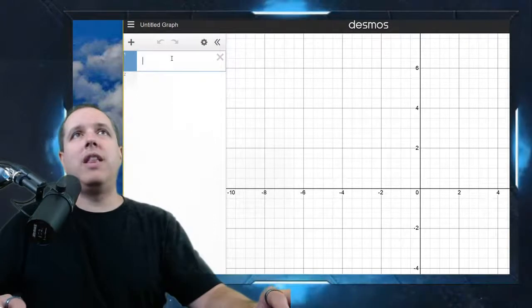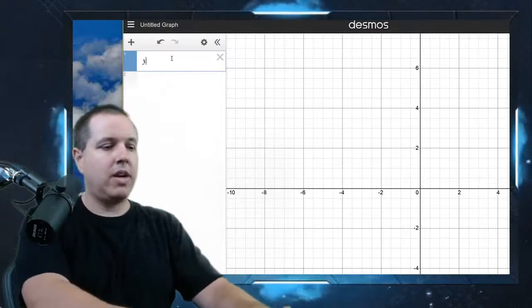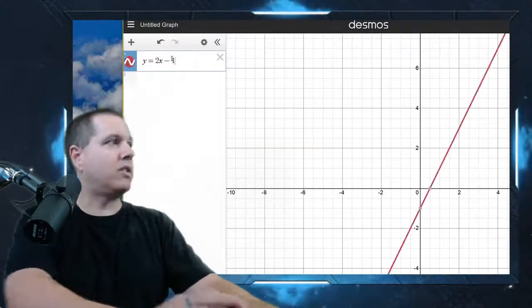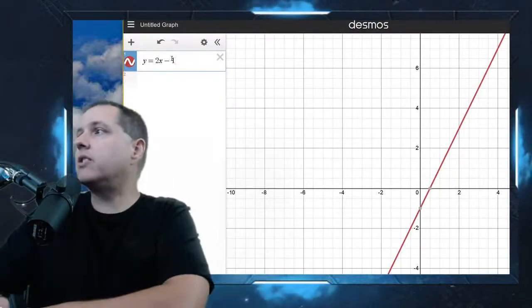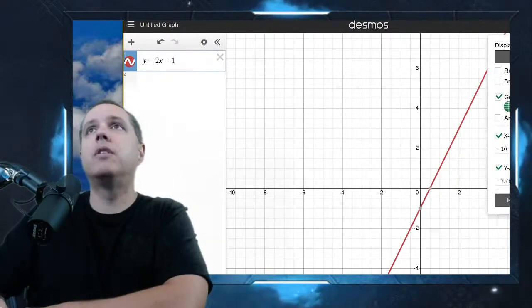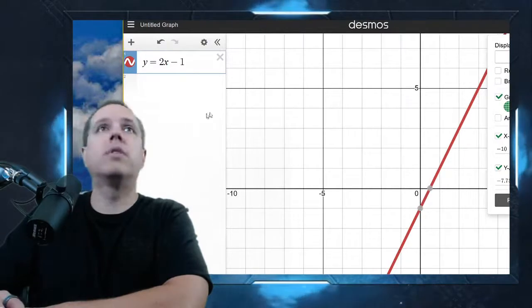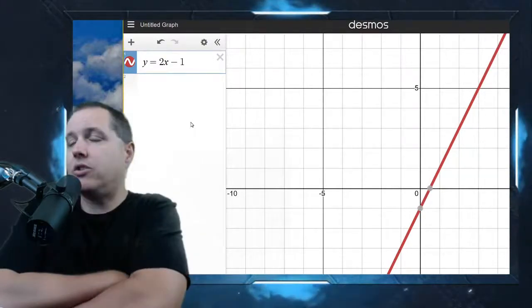So let's just take one line, right? y equals 2x minus 1. There's a basic line. How's that showing up? Let's make this big. Okay, y equals 2x minus 1. So there's a line.